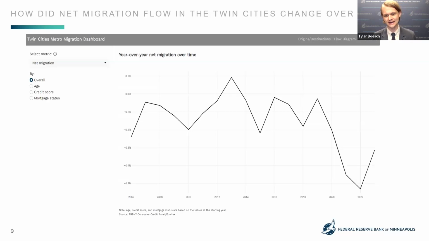Again, we see that the difference between out and in migration isn't quite as severe between 2022 and 2023. We see an uptick in that rate, but nonetheless, out migration is still larger than in migration, resulting in a negative net migration rate. So this will be interesting to track and see how it changes over time, if we continue to see this rebound as time goes on, or if the Twin Cities will continue to see this negative net migration rate.